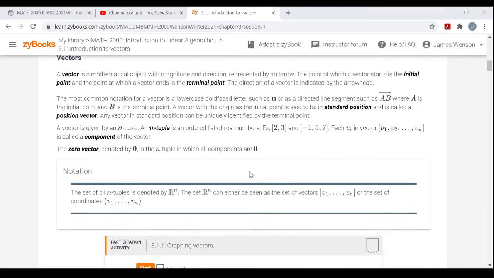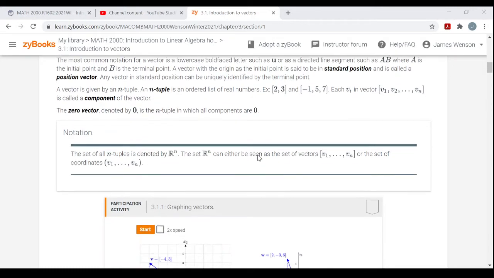The 0 vector, denoted by a bold 0, is the n-tuple in which all components are the number 0. So kind of like a 0 matrix. Every entry, every component is 0.